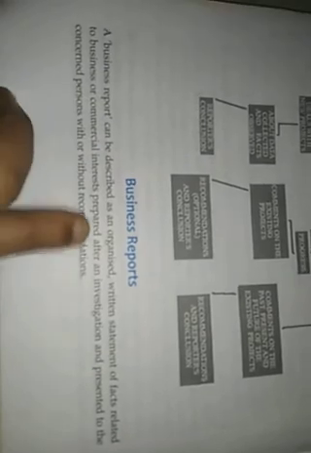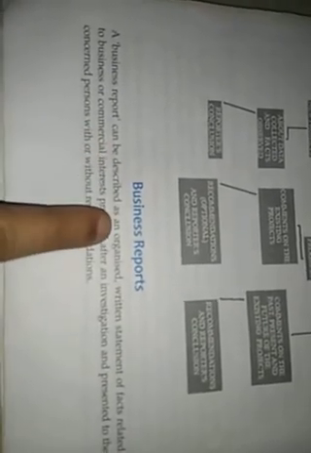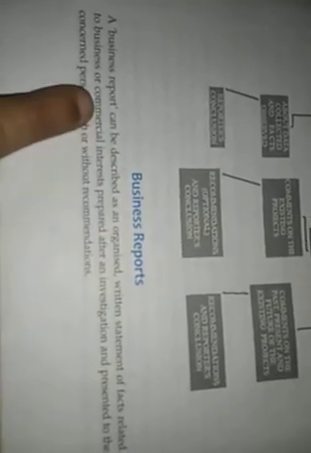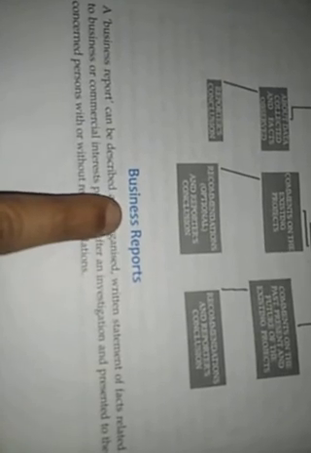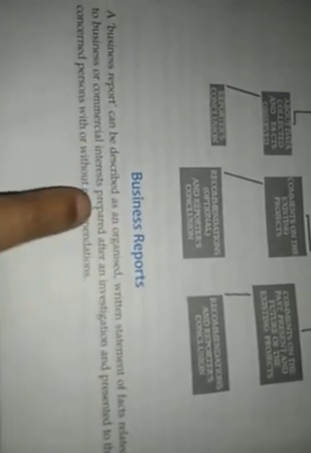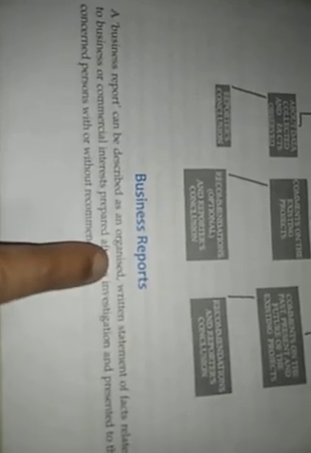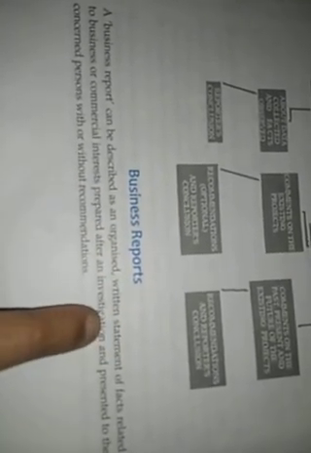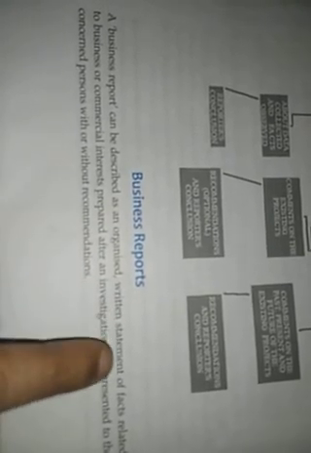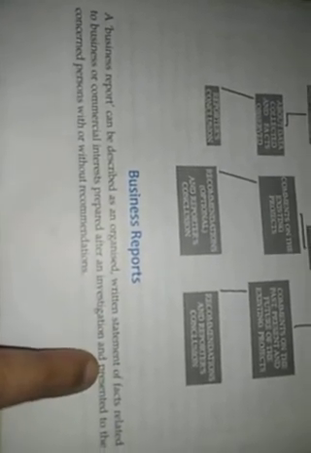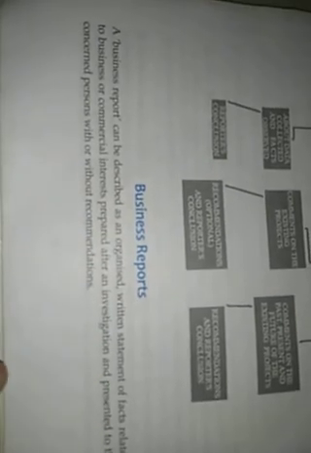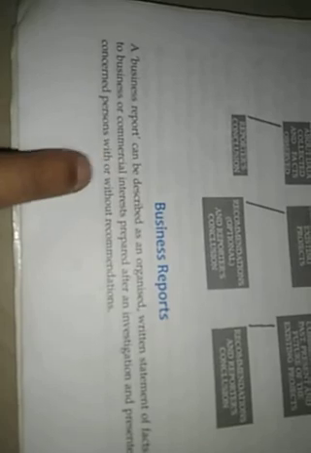So what is that? It is described as organized. Whatever the business reports are, they are going to be formal reports, so formal reports must be organized. And next, what is a business report? It is a written statement consisting of facts, that is, facts related to business or commercial interest.